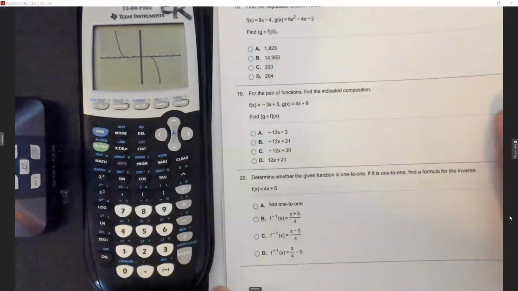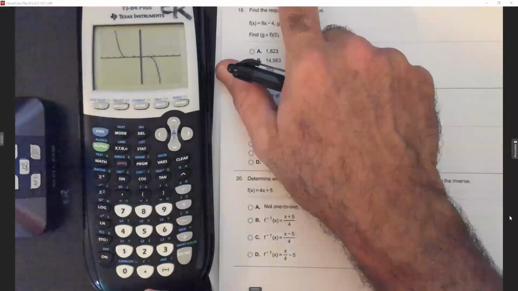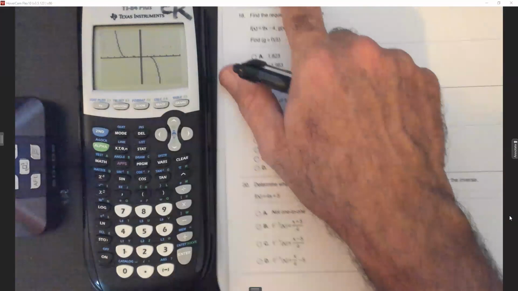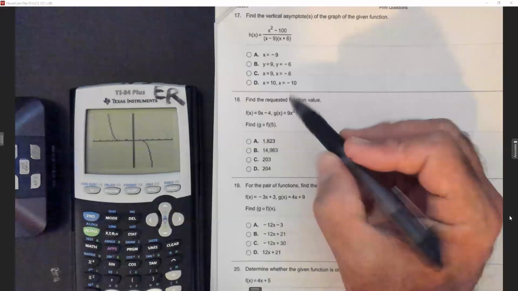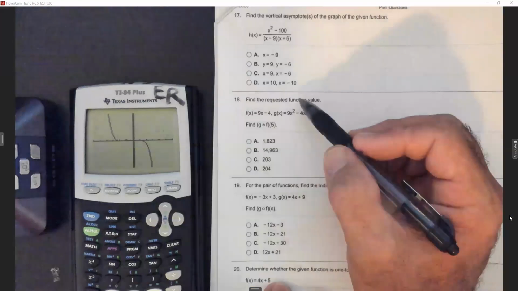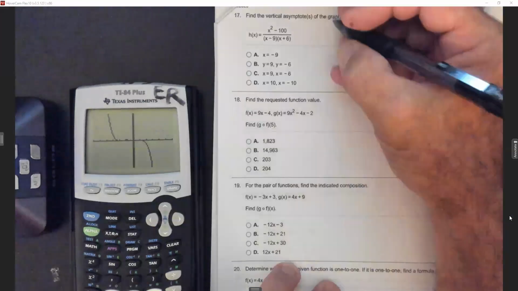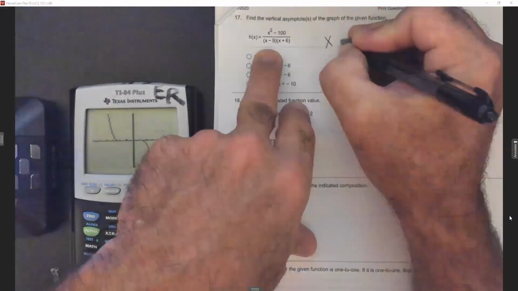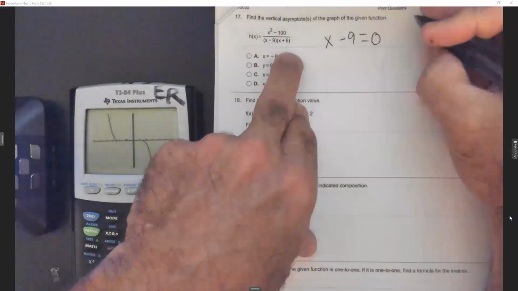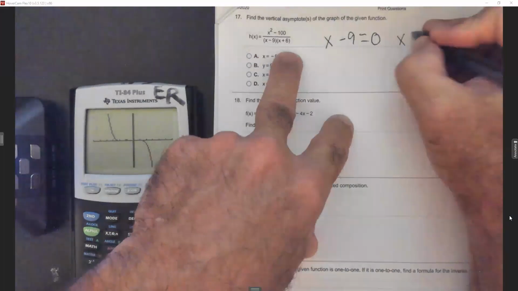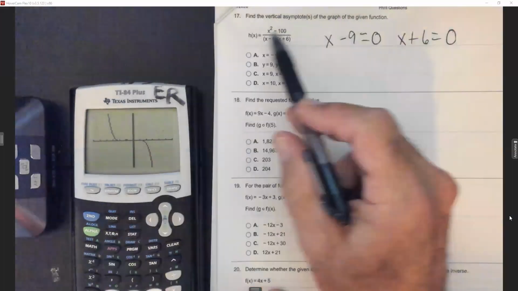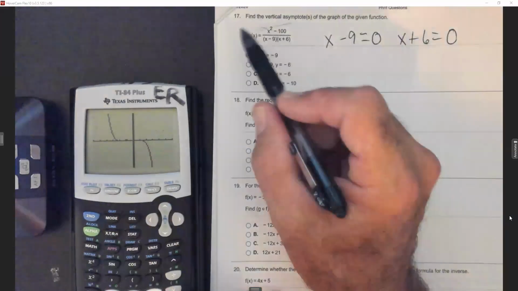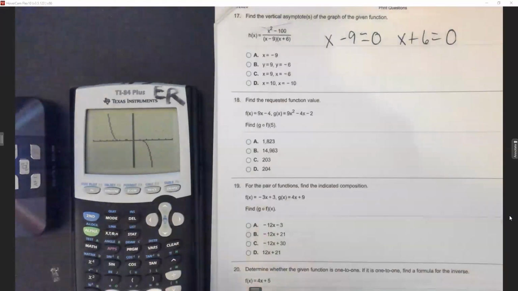So this one says, find the vertical asymptotes. So to find vertical asymptotes, I take the bottom and set them equal to 0. So I would have x minus 9 equals 0 and x plus 6 equals 0. So they've done factored this one. Do not worry about the top on a vertical asymptote, only the bottom.